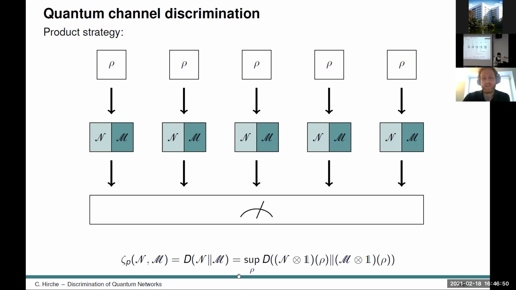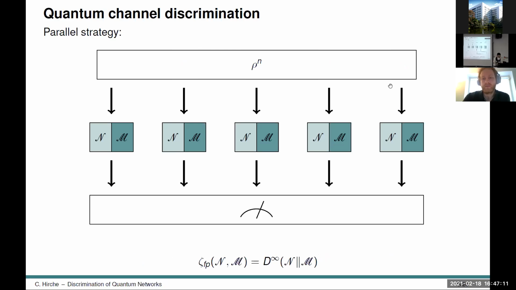Okay, this is kind of the base quantity, this channel relative entropy. Now, as we have seen that joint measurements are better than product measurements, you could want to do the same thing with the states. You would expect that joint input state is better than product input states. And indeed, that is the case.